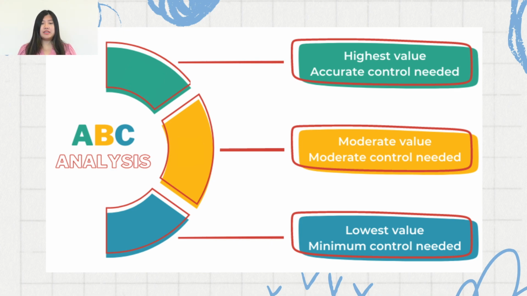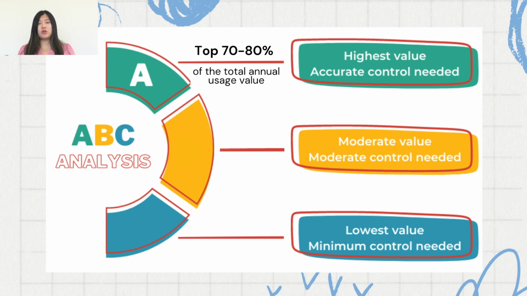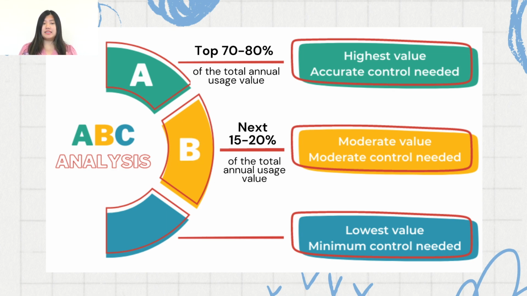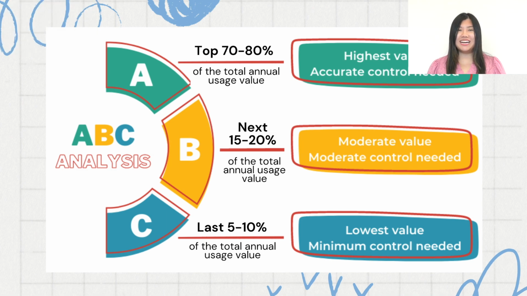The A category inventory is the top, like 70 to 80% of total annual usage value. The B category inventory is in the next 15 to 20% of the total annual usage value. And the C category inventory is in the last 5 to 10% of the total annual usage value. All of those numbers and calculations are pretty abstract.